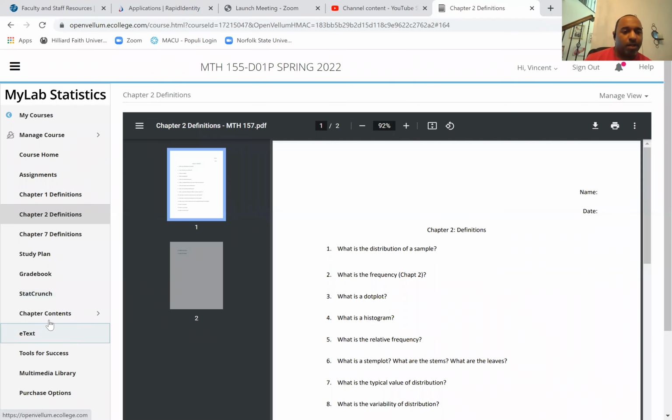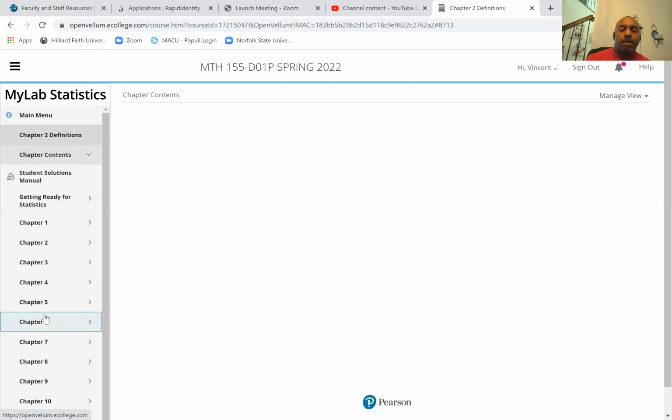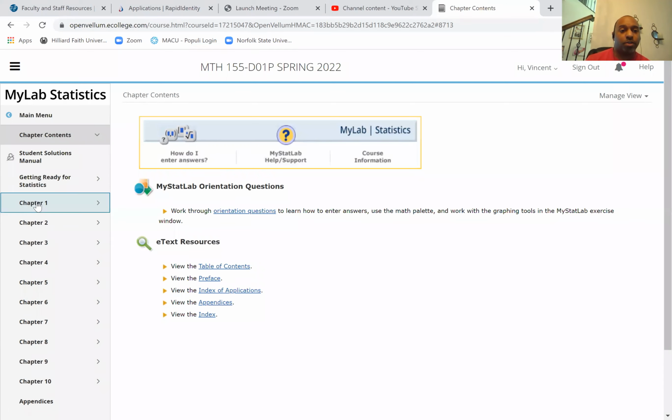Your e-text is right here. You can either click on chapter contents or e-text. If you do chapter contents, then you can go straight to the chapter that you're dealing with. So your book is right here. Yep, I need to change that due date. I'll open that up in a second as far as your homework assignments. Thanks for letting me know.